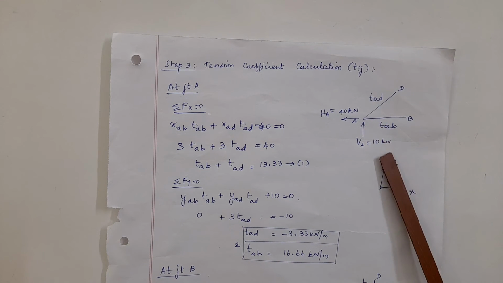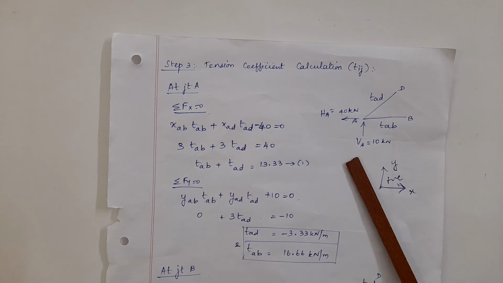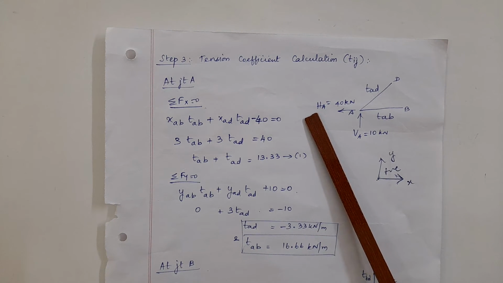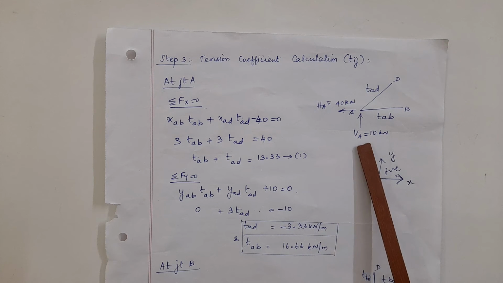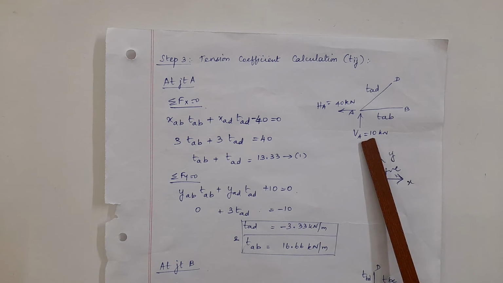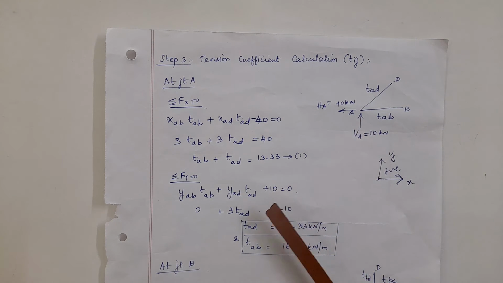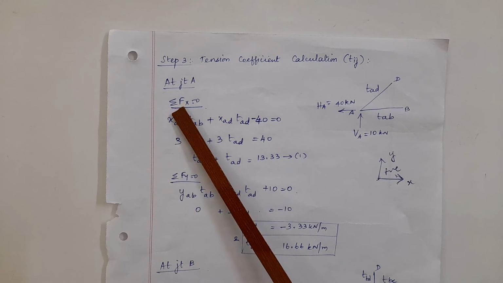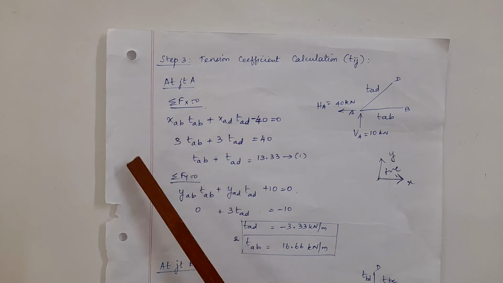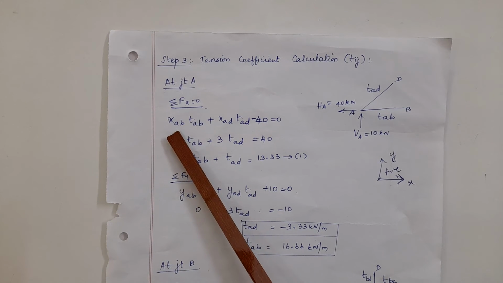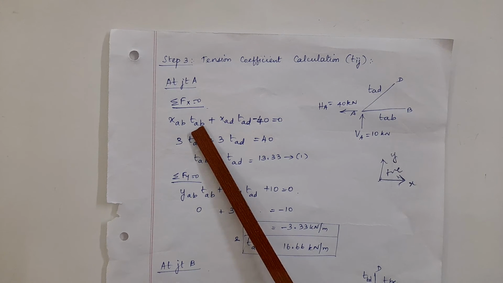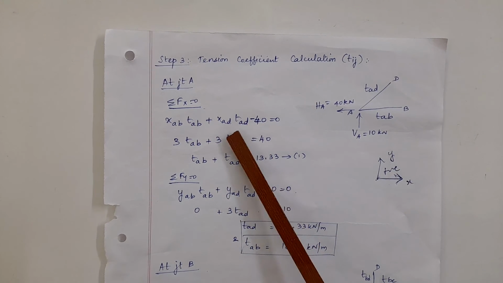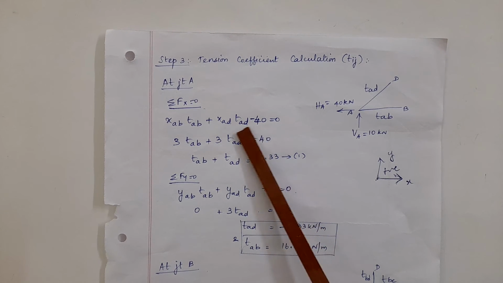Okay. So here I have 2 reactions. So check in the given problem. I have 40 kilonewton horizontal reaction and vertical reaction 10 kilonewton. Both has to be shown in this free body diagram with 40 kilonewton and 10 kilonewton. So I have written sigma fx equal to 0, my first equilibrium equation. So first equilibrium equation is x into tension coefficient of AB plus x into tension coefficient of AD if any horizontal force and equated to 0.